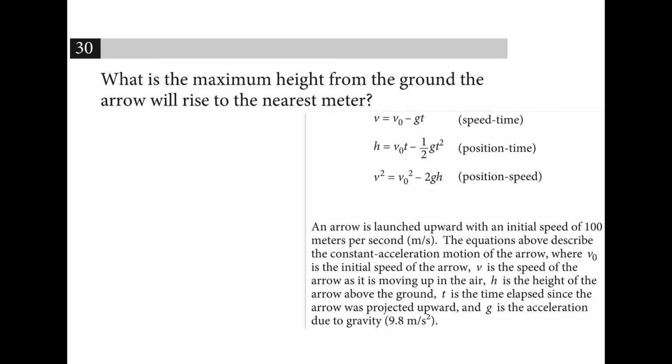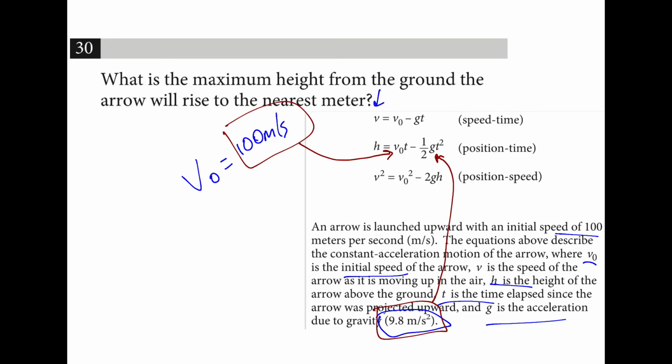An arrow is launched upward with initial speed of 100 meters per second. They tell us that v0 is the initial speed, which is 100 meters per second. V is the speed of the arrow as it is moving up in the air, so that changes over time. H is the height of the arrow above the ground, and t is the time elapsed since the arrow was projected upward, and g is the acceleration due to gravity, which they tell us is 9.8 meters per second squared. So this is my height equation, and for v sub 0 I can plug in 100, and for g I can plug in 9.8, and this is what I get.